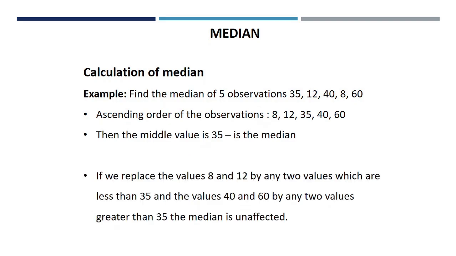Now suppose I replace the values 8 and 12 by 0 and 3, it won't affect the median. Median will be 35 itself. And suppose I replace 40 and 60 with 90 and 500. Then the series is 8, 12, 35, 90 and 500. Then also the median is 35. That means the extreme observations don't affect the median.